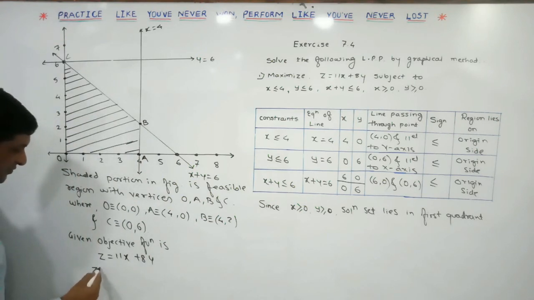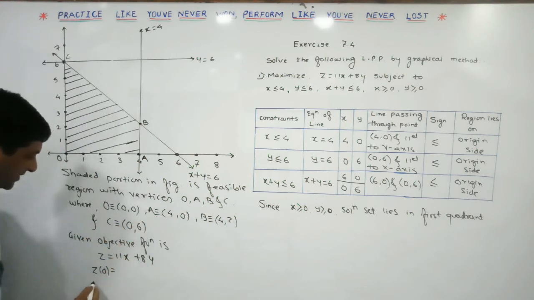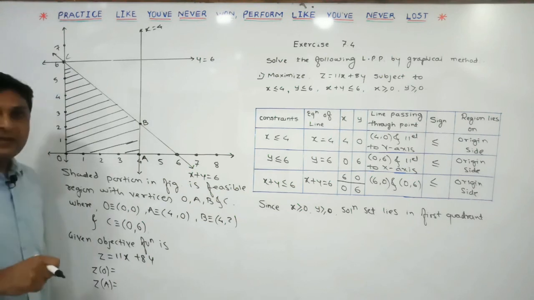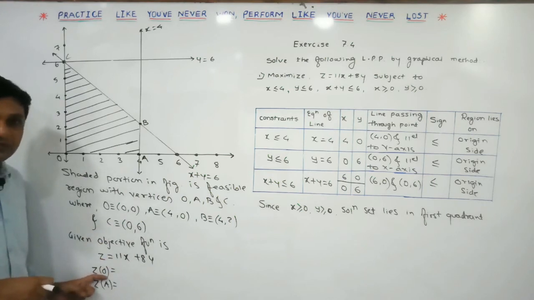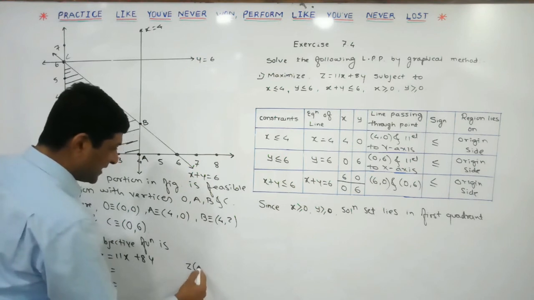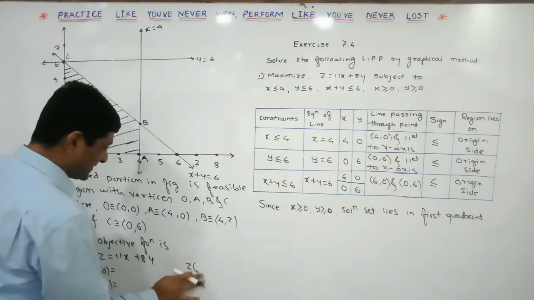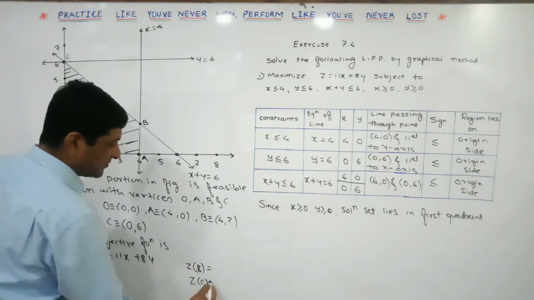Our first vertex is the origin, so we find the value of this objective function at the origin. Then the second point is A, so find the value of the objective function at vertex A, then at the next vertex B, and lastly at the third vertex C. Now let us find the value of this objective function at all these vertices. First at vertex O, at vertex A, then at vertex B, and lastly at vertex C.